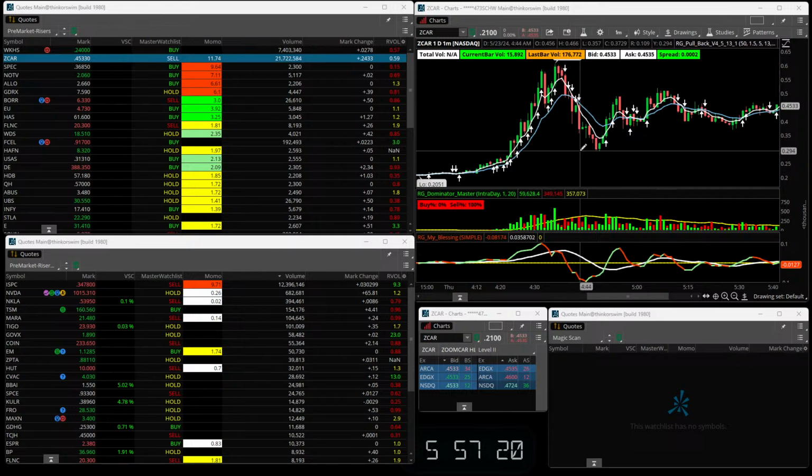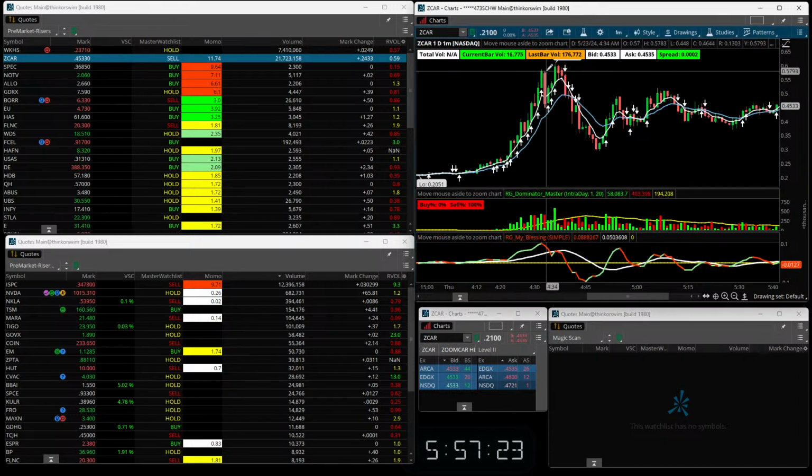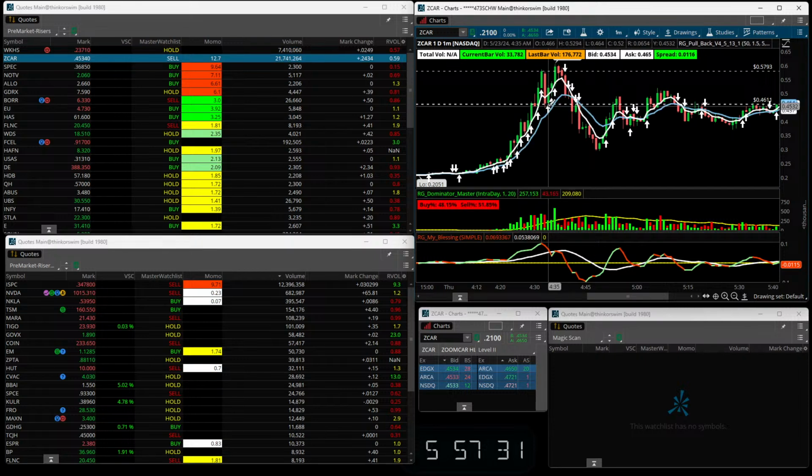I'll be marking support and resistance levels. For example, this would have been the resistance level. The price was running up and then it stopped. And then when the price pulls back, I mark a support level. And we play this run up right here, which would be the bounce off of support. But not before we confirm that we have enough volume down here in Volume Dominator Master.